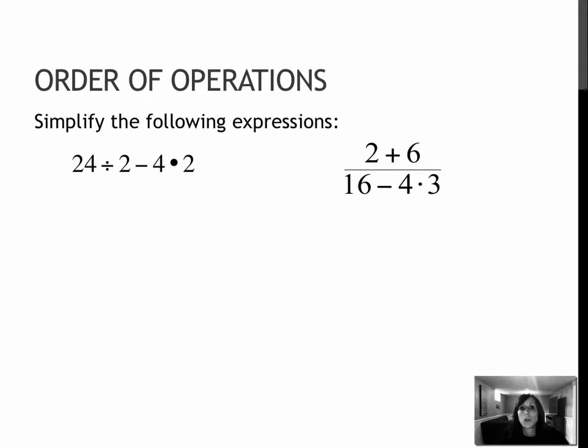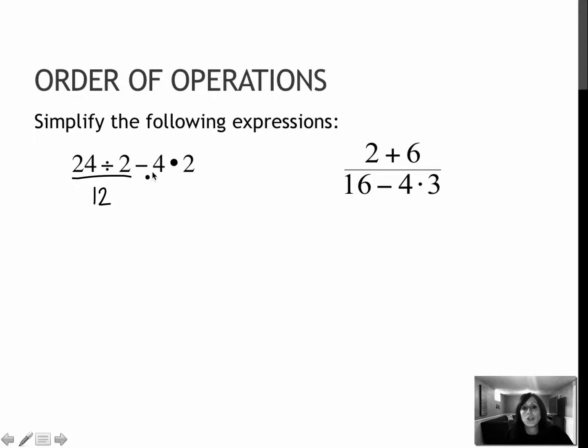We're going to work through these together using the order of operations. Again, first I'm going to start with parentheses, but I don't have any parentheses in this question. I also don't have exponents, so I go straight to M, which is multiplication and division. I'm going to go left to right. I see right away I've got 24 divided by 2, which is 12.